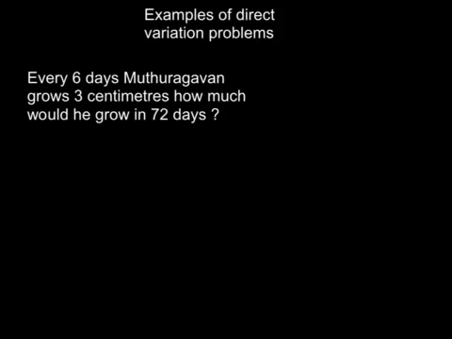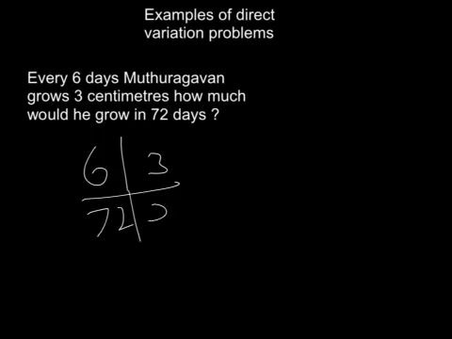Every 6 days, Muthu Raghavan grows 6 centimeters. How much would he grow in 72 days? So we know that this is a direct variation problem, because the more days you have to grow, the more you will grow. So this is a direct variation problem, and we are going to use the arrow method to solve it. So we do 6 days, 3 centimeters, 72 days, x amount of centimeters. So this goes up, so this goes up.